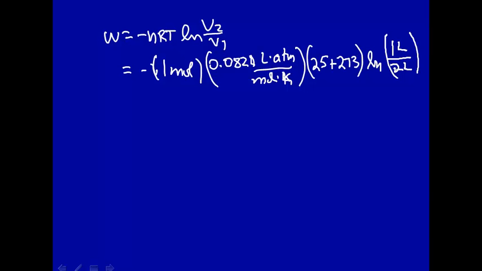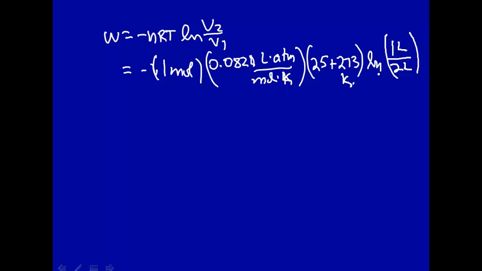So there it is. Now let's look at the units here. The mole is going to cancel out. The temperature is in Kelvin, I forgot to put the units there. Kelvin is going to cancel out. But here we have liter atmosphere, and here we have the natural log of a unitless ratio.